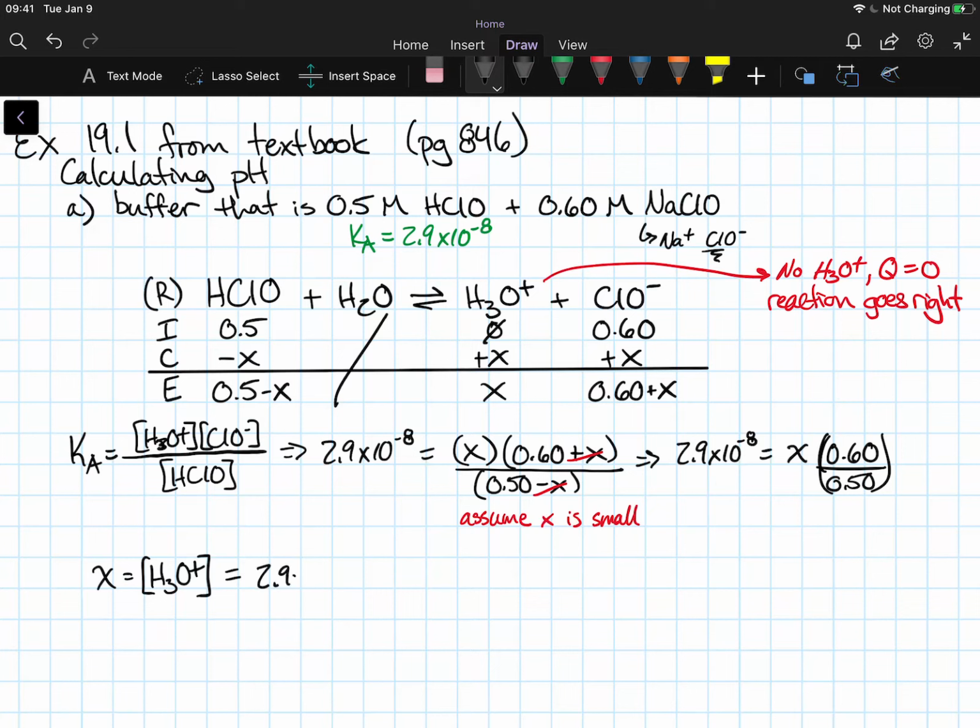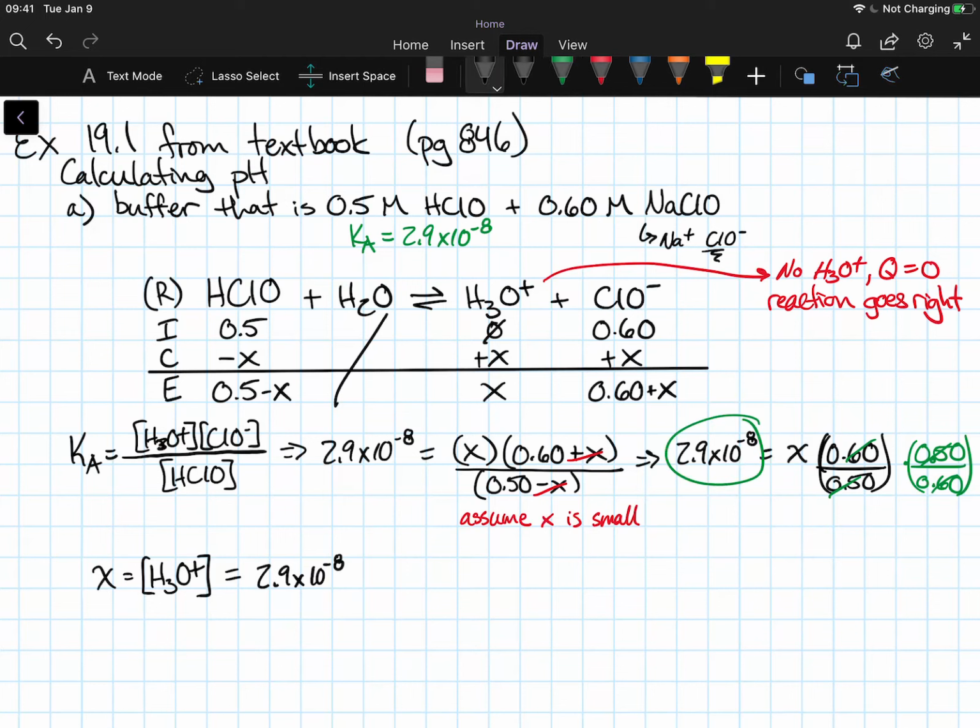So this becomes 2.9 times 10 to the negative 8th, and all I'm going to do, let's go back to this equation over here. I'll write this in green. We're going to multiply by 0.50 and divide by 0.60. That's going to cancel out the right side, and we're going to do the same thing to the left side over here.